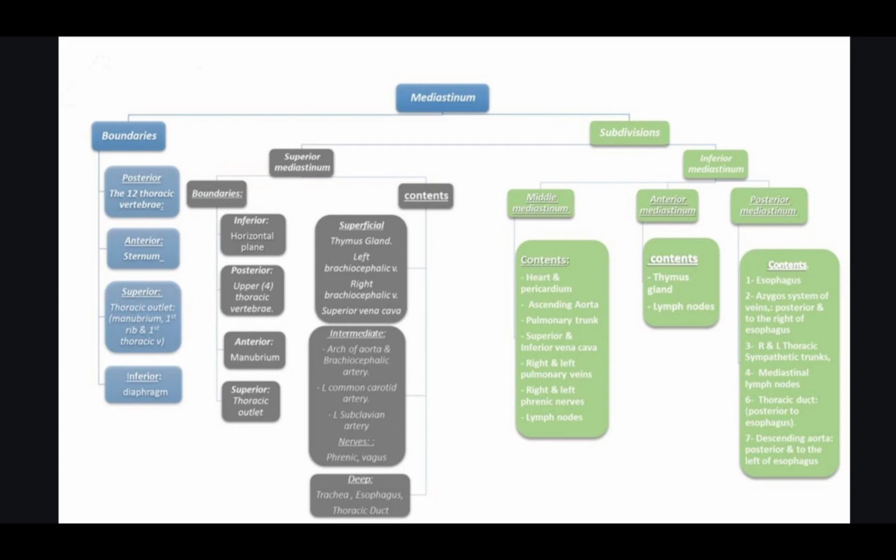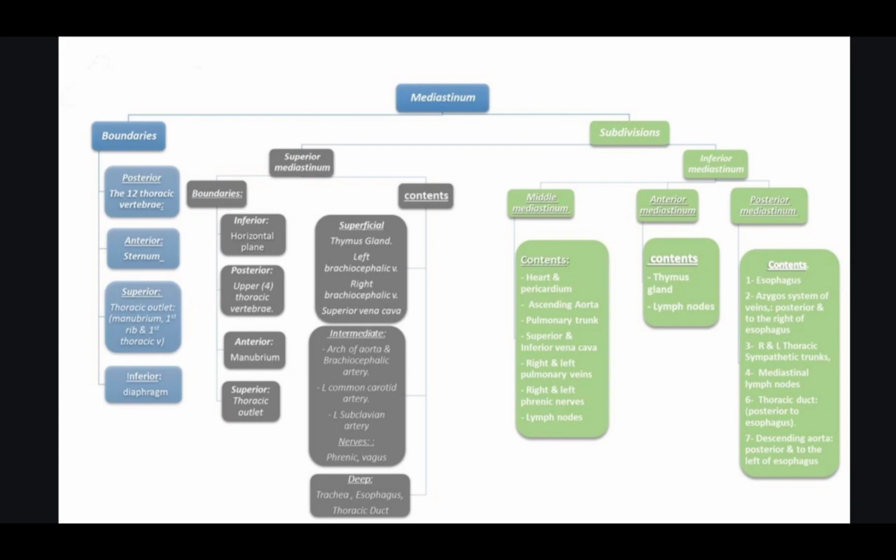It's a very important thing: heart and pericardium, and the ascending aorta, pulmonary trunk, superior and inferior vena cava, right and left pulmonary veins, right and left phrenic nerves and lymph nodes. That's all for middle mediastinum. These things are only for remembering. If you practice, you will also become familiar with these things.